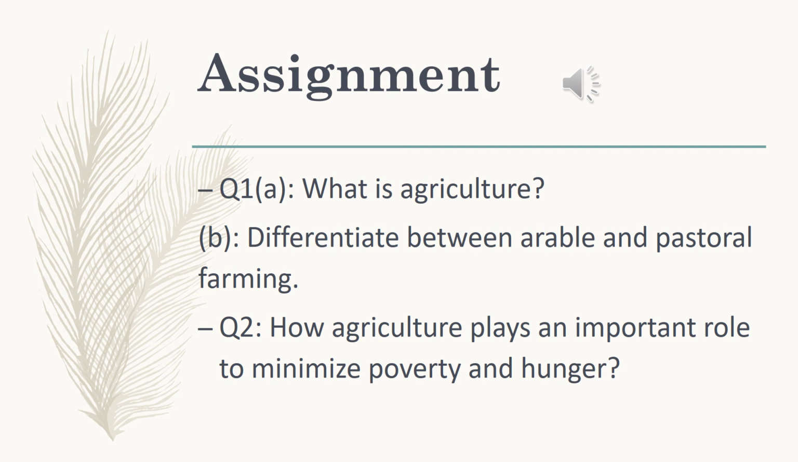There is question number 2. How agriculture plays an important role to minimize poverty and hunger. The answer is on page number 118. In the importance of agriculture, the last point, solution for poverty and hunger.